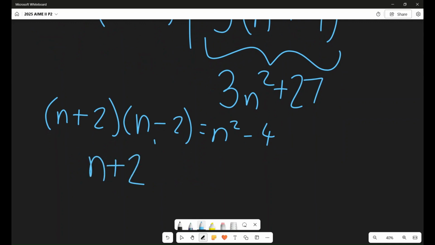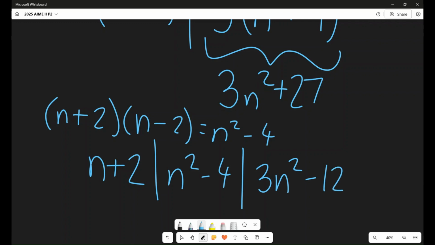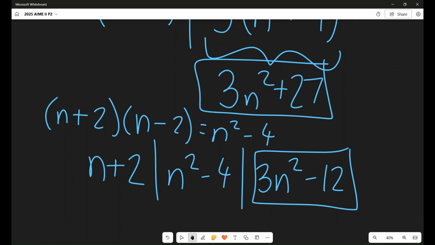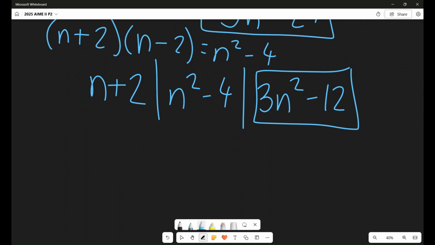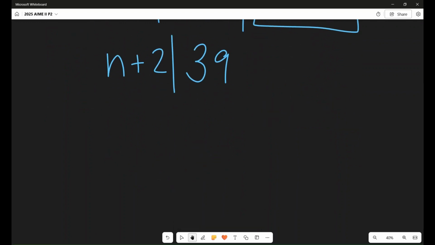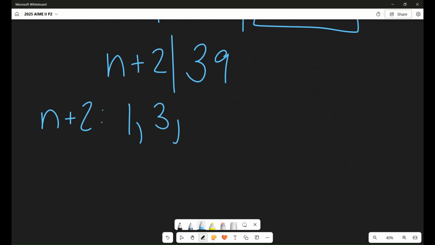We have n + 2 is a factor of n² − 4, which means it's a factor of 3n² − 12. So if n + 2 is a factor of this and this, then it also has to be a factor of the difference of those two values. So n + 2 is a factor of 39. So the possible values of n + 2 are all of the positive factors of 39: 1, 3, 13, and 39.